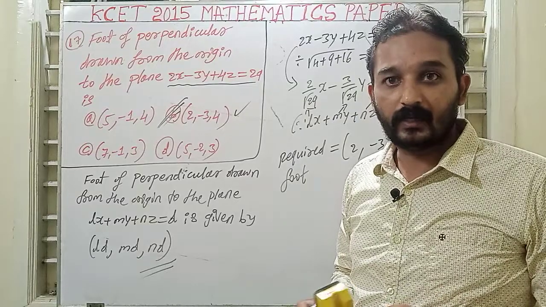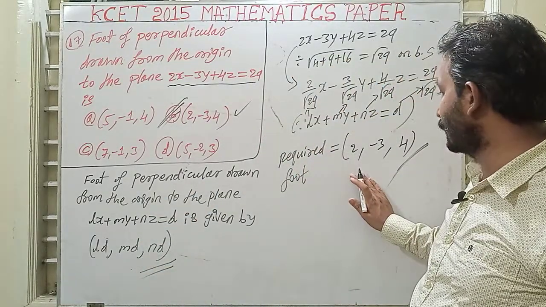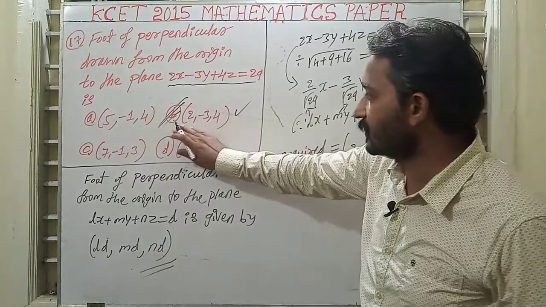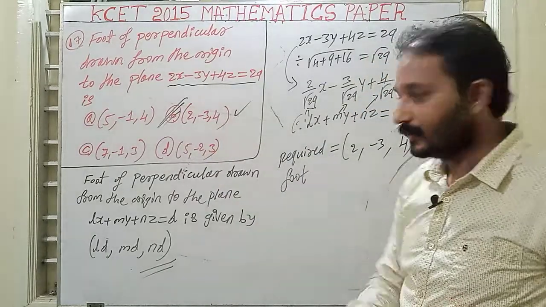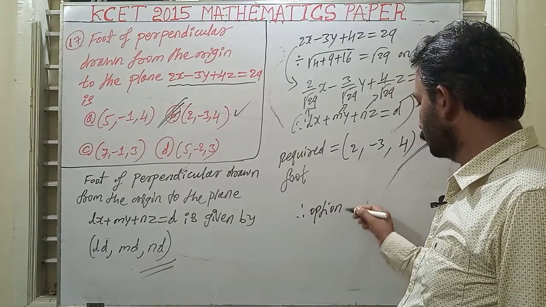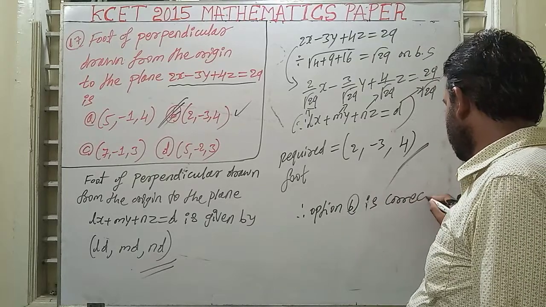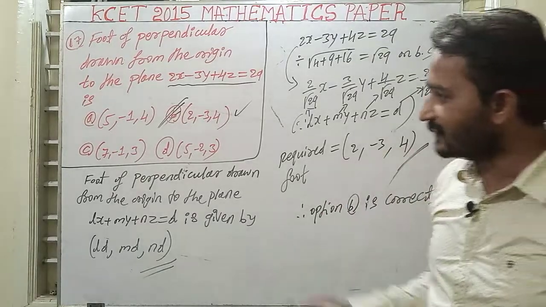Okay, using this shortcut method you have to find out the answer. So the good answer is (2, -3, 4). Which option is correct? Option B is correct. So therefore option B is correct. So simple problem, NCERT direct question.